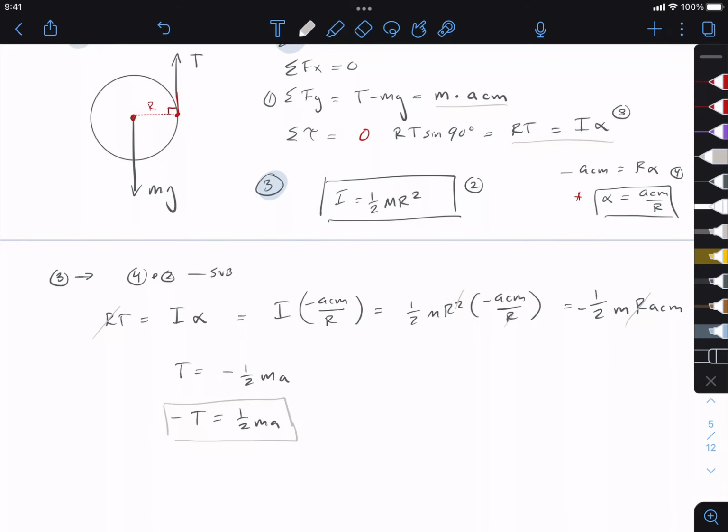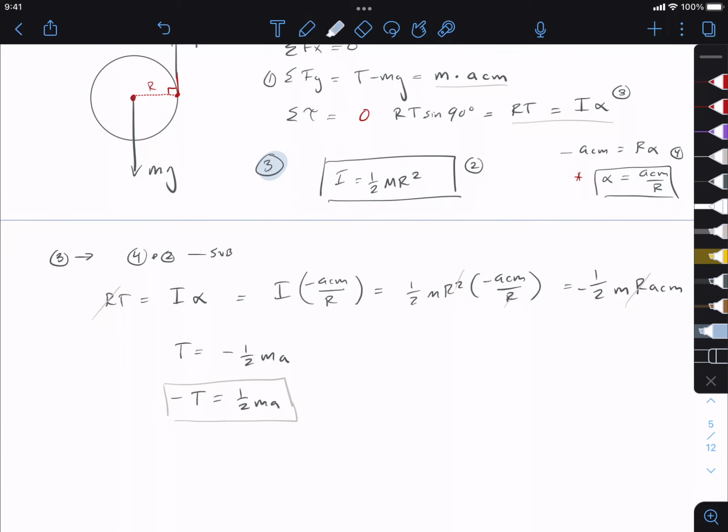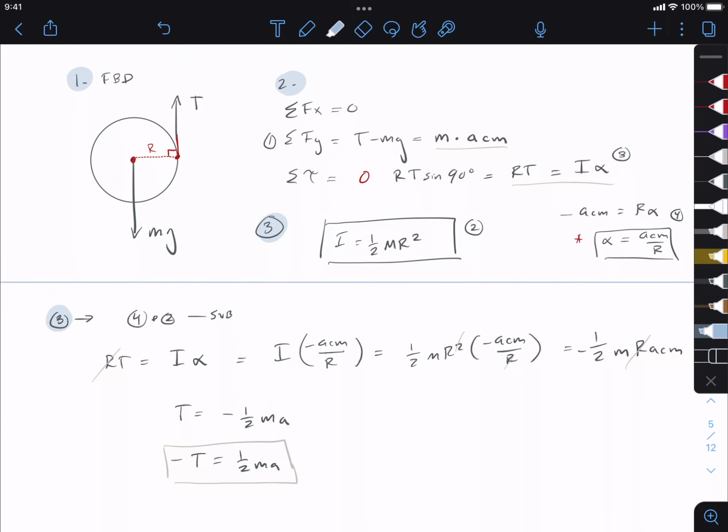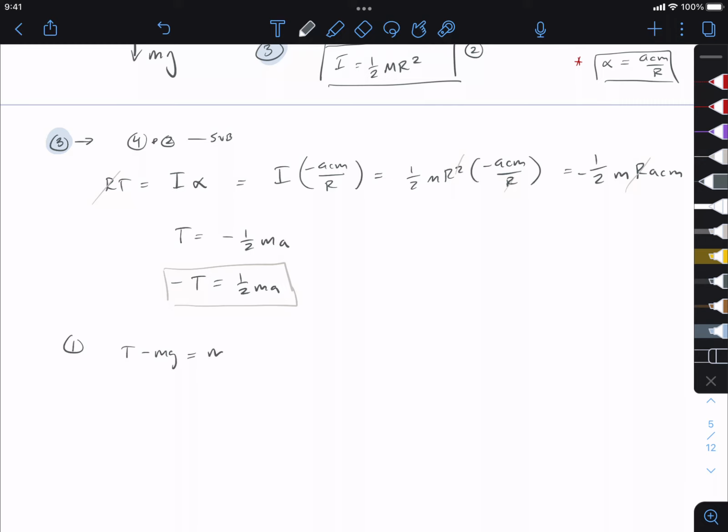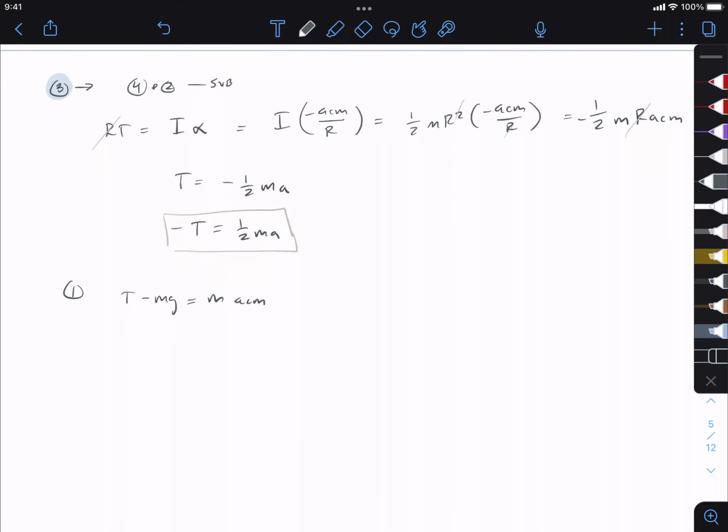Okay, so our a_CM is down. Now we want to use our other equation. We're going to use equation 1. So we have T minus mg equals m times a_CM. So this should look very familiar. So negative T, we're just going to add this one again. Negative T equals 1/2 m a_CM. So this is a_CM. Sorry, I think I dropped that subscript at some point.